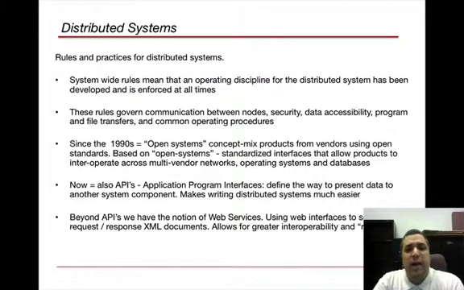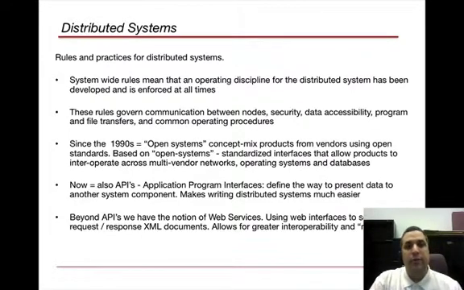So what are the rules and practices for distributed systems? System-wide rules mean that there's a discipline for the distributed system and that it's enforced at all times, which means we know that a single application can run on a single server, or only HR applications will run on a particular set of servers, if you will. These rules govern security between the nodes, data accessibility, program file transfers, anything else we're going to control via some rules-based or roles-based security or procedures to ensure the interoperability is seamless between the two as well as secure.